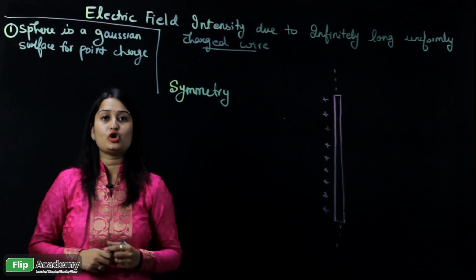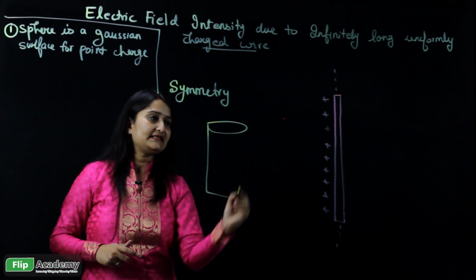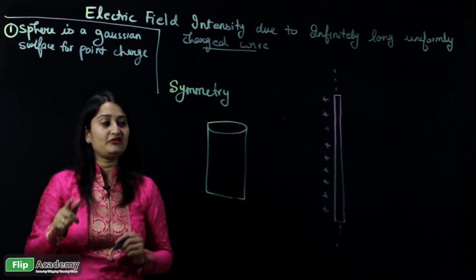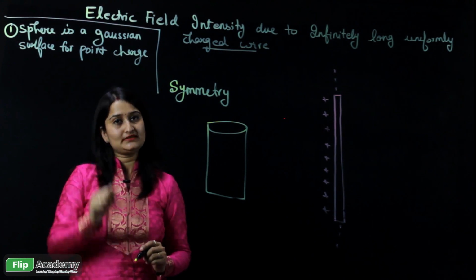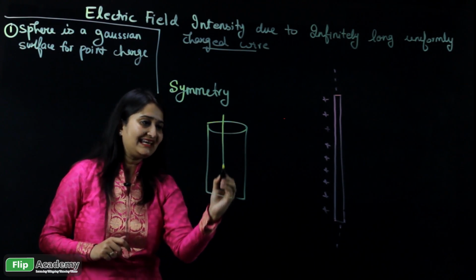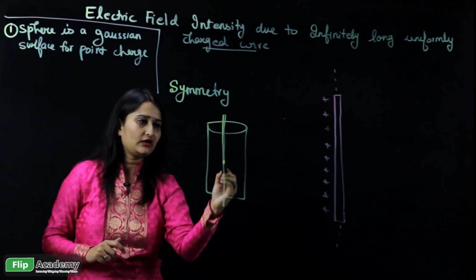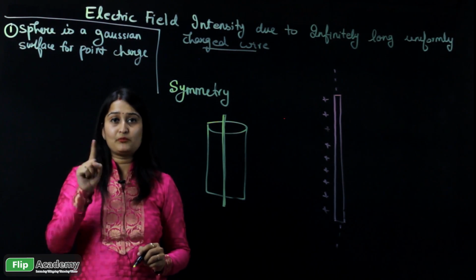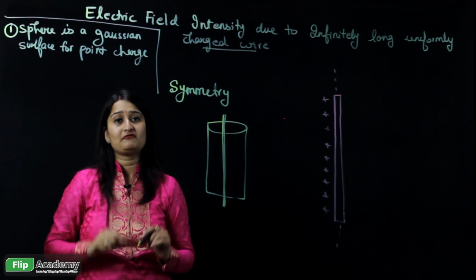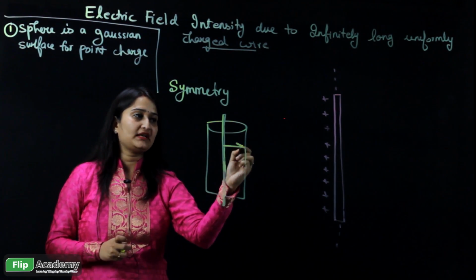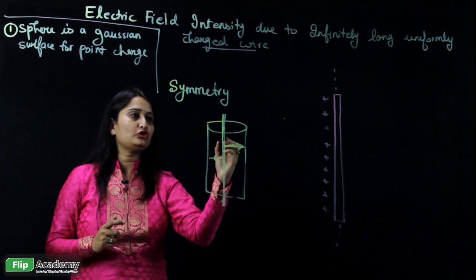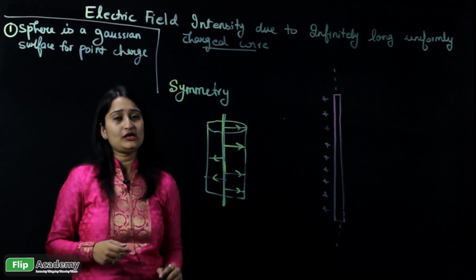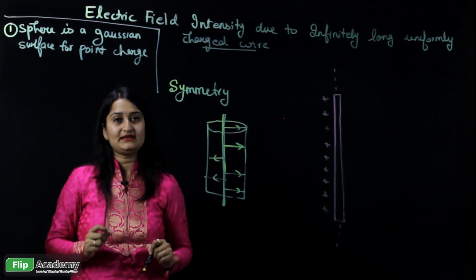Now let's see the third Gaussian surface, that is a cylinder. This is a cylinder, okay. For this cylinder, let us consider a charged body in which the cylinder acts as a Gaussian surface. Now, if we put a line charge, or a length of wire, inside this cylinder, then you can see at every point you will find the same electric field intensity. At this point, at this point also, even at this point also, at every point if you calculate, you will find the same electric field intensity.